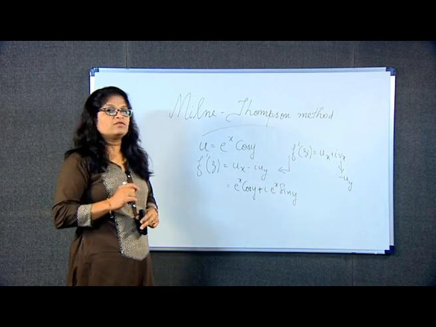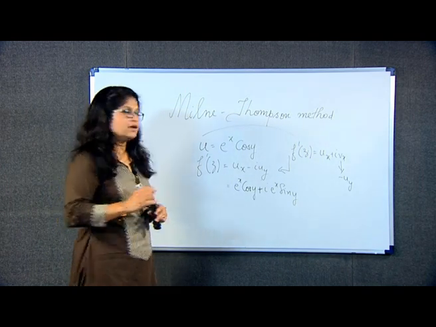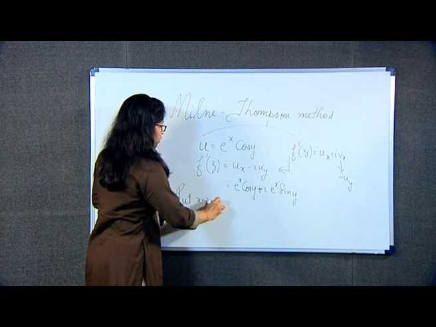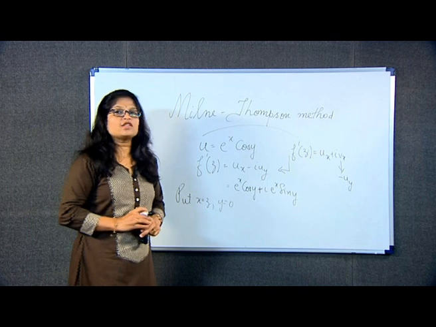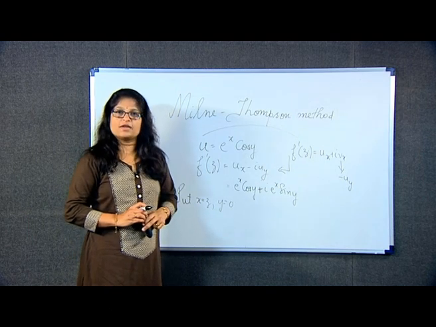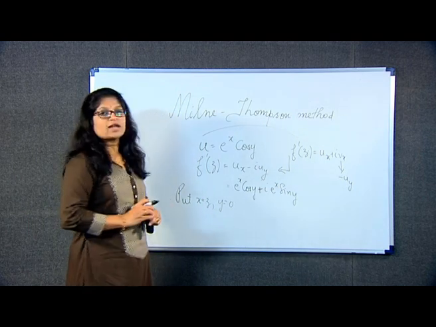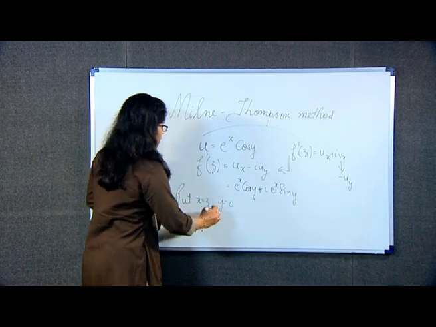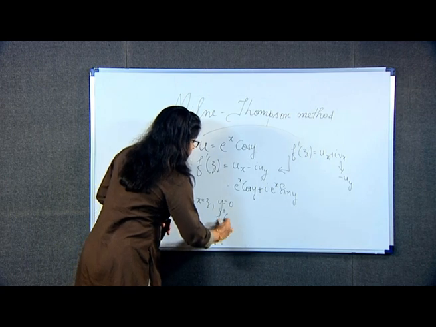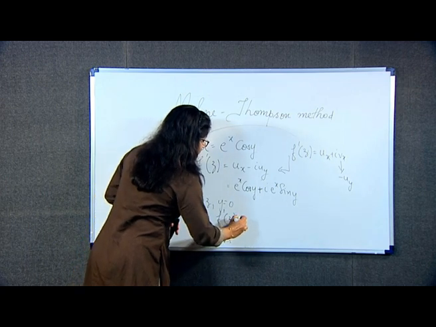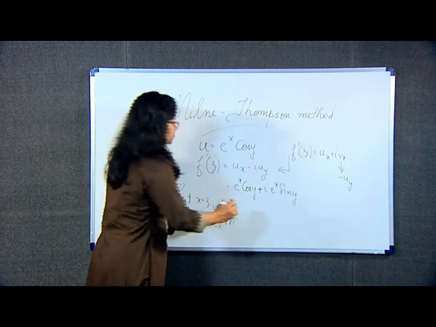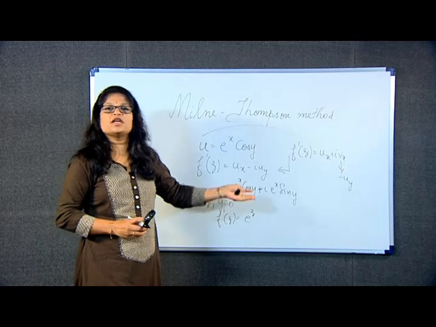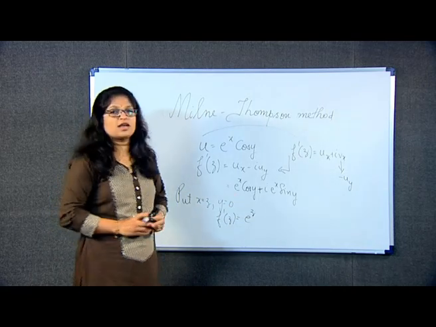Now, I have to find f z. So, what do I do? I put x is equal to z and y equal to 0, so that I get an expression for f dash z in terms of z. Then in order to get f of z back, I can just integrate that with respect to z. So, I substitute x equal to z and y equal to 0. My f dash z reduces to e raised to z into 1 plus i into e raised to z into 0, which is nothing but e raised to z.